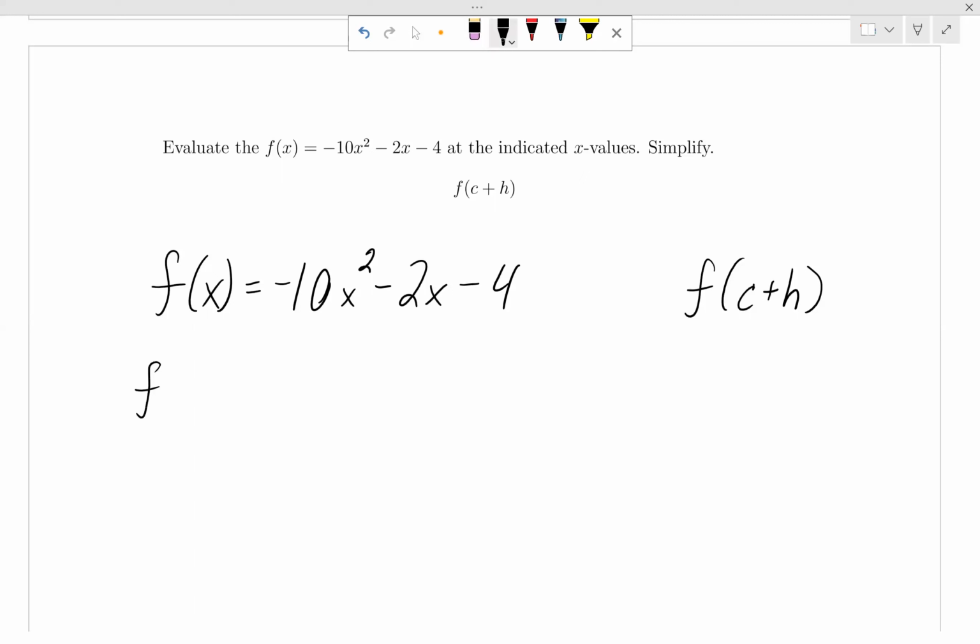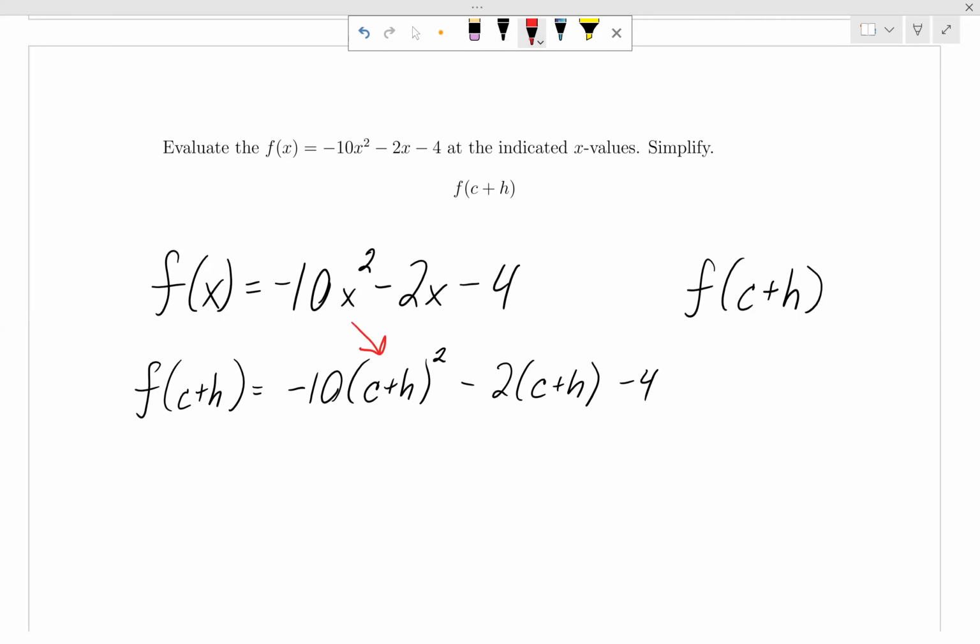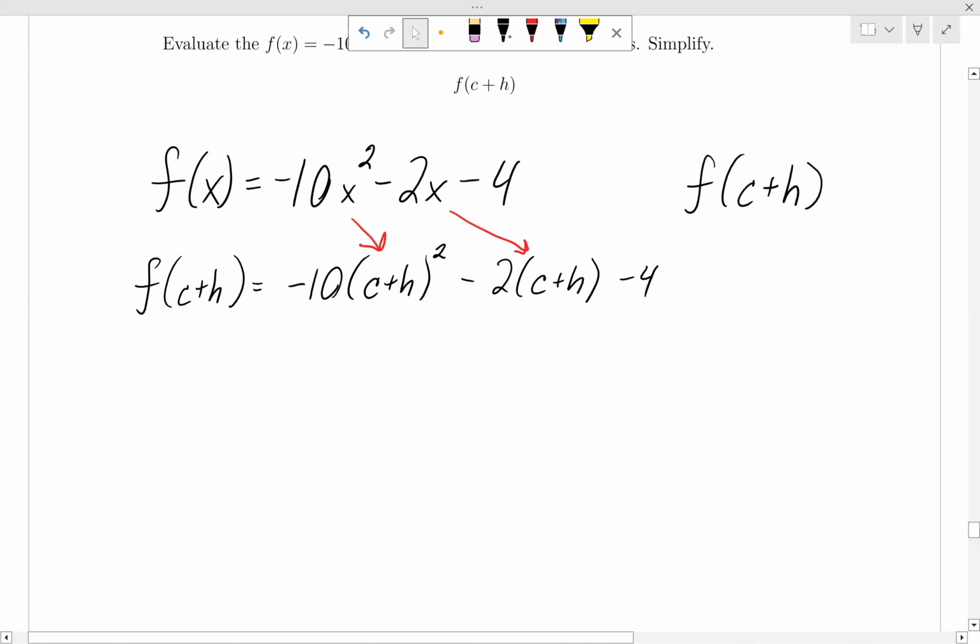So f of c plus h is equal to negative 10 times (c plus h) squared minus 2 times (c plus h) minus 4. It's always a good idea to make sure whatever you're plugging in, you put it in parentheses so you don't lose a negative sign or something like that. So this (c plus h) squared here, I'm going to do that separately right here.